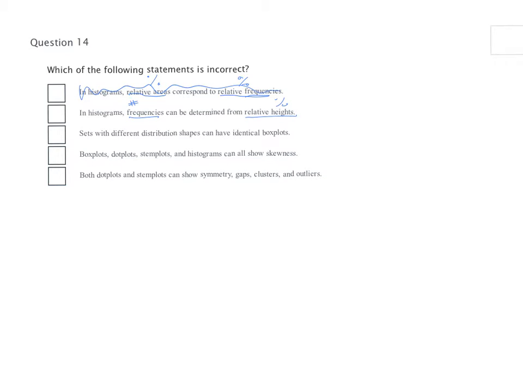Sets with different distribution shapes can have identical box plots. That's true, so that's not it. Box plots, dot plots, stem plots, and histograms can all show skewness. That's true, so not that one. Both dot plots and stem plots can show symmetry, gaps, clusters, and outliers. Also true. So I know that it was the one that I was talking about from before.